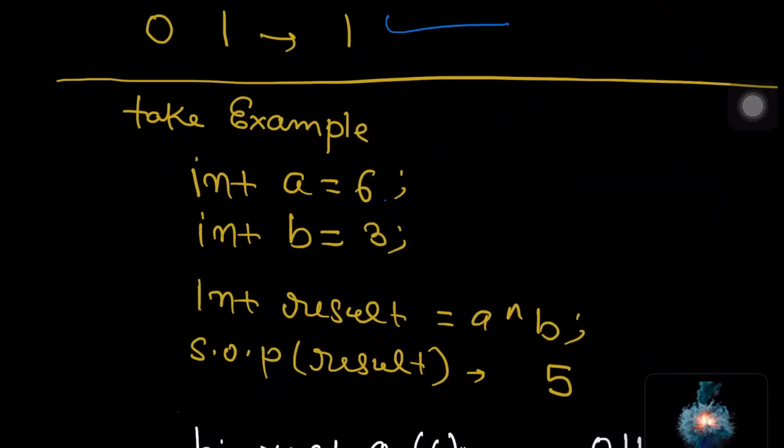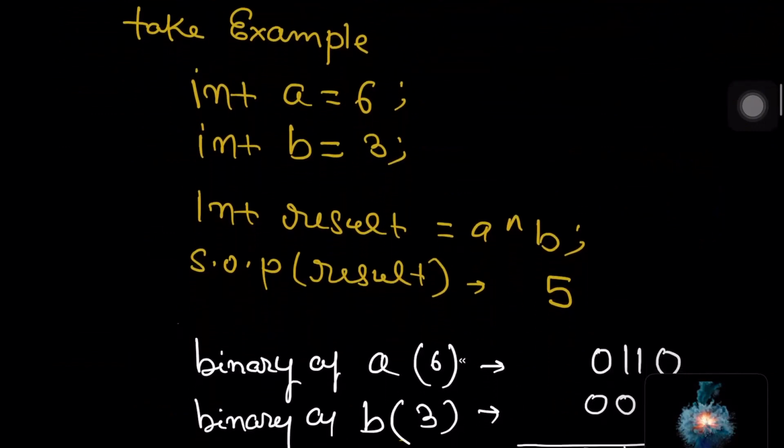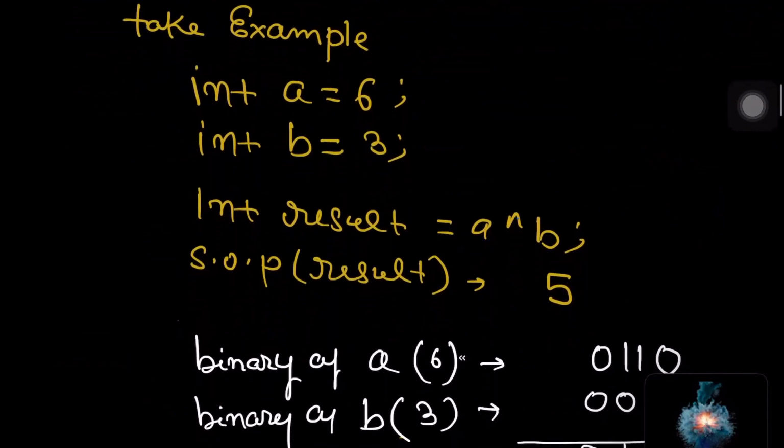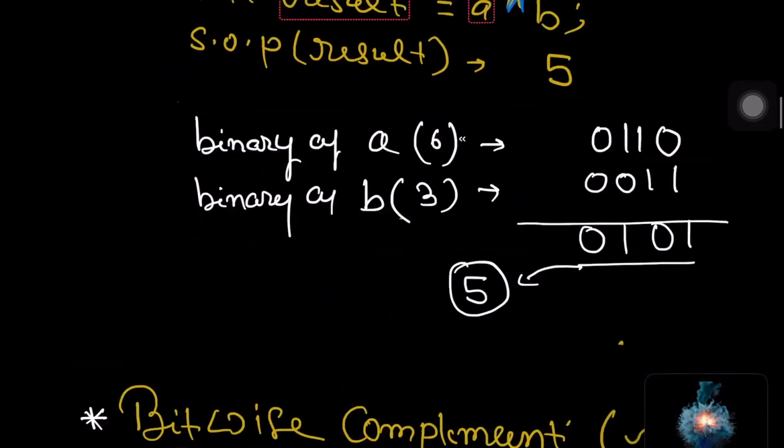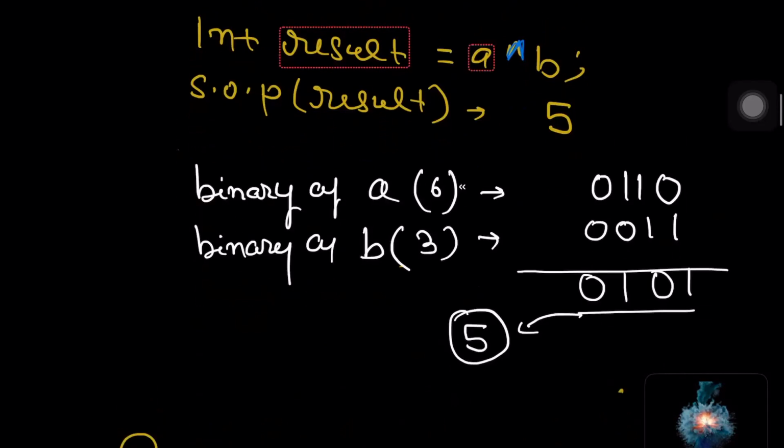So we have int a equal to 6, int b equal to 3. And when you have to write XOR, you have to use this symbol. So int result equal to a XOR b. What I said: if both are different, then 1, otherwise 0. So first we write the binary of 6, 0110, and then the binary of 3, 0011.